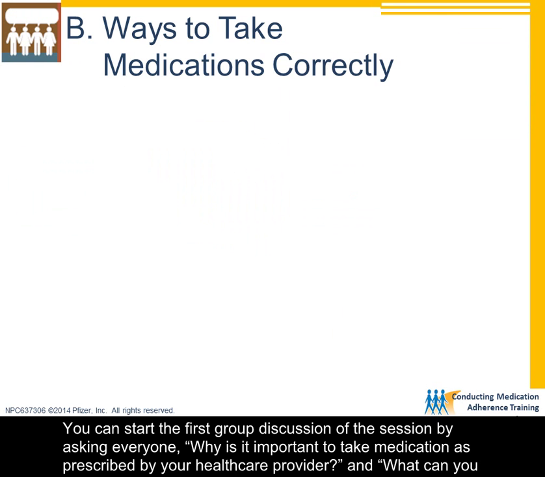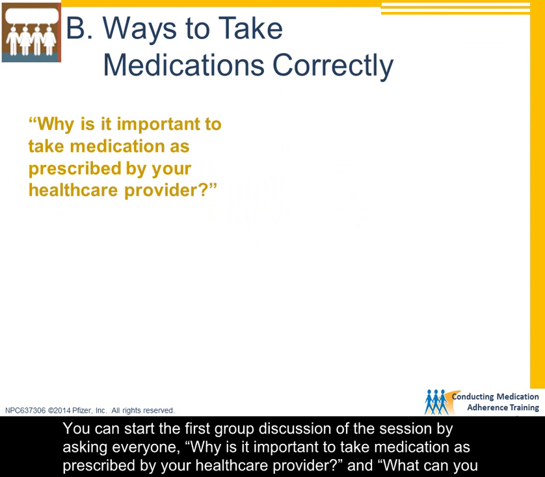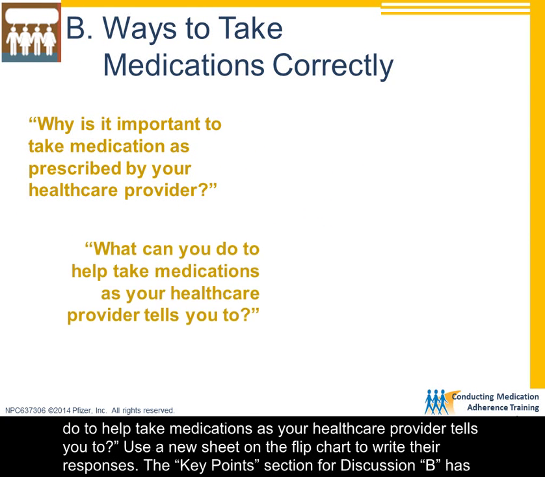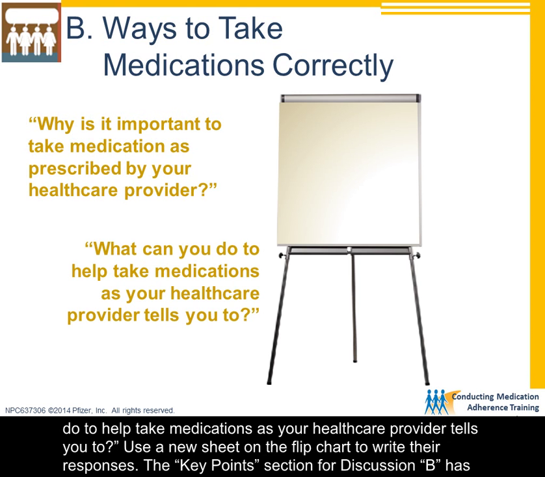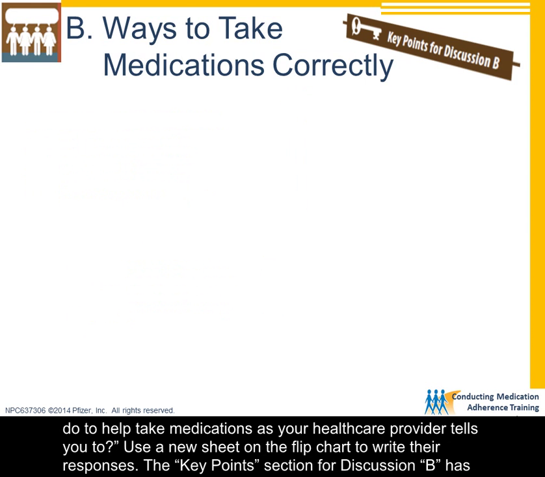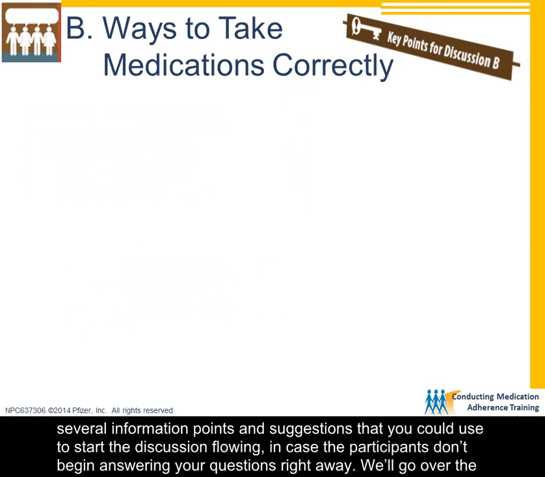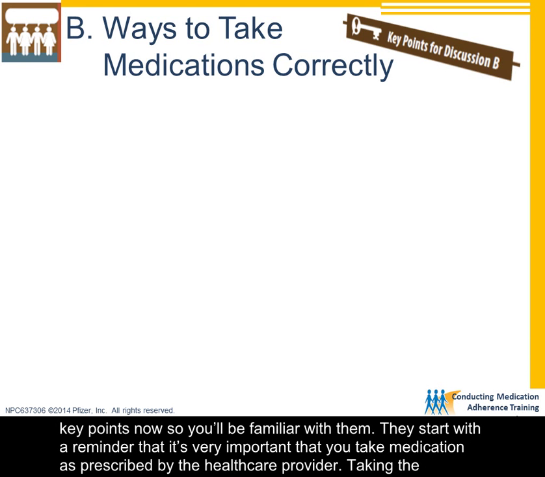You can start the first group discussion of the session by asking everyone, why is it important to take medications as prescribed by your healthcare provider? And what can you do to help take medications as your healthcare provider tells you to? Use a new sheet on the flip chart to write their responses. The Key Points section for discussion B has several information points and suggestions that you could use to start the discussion flowing in case the participants don't begin answering your questions right away. We'll go over the key points now so you'll be familiar with them.